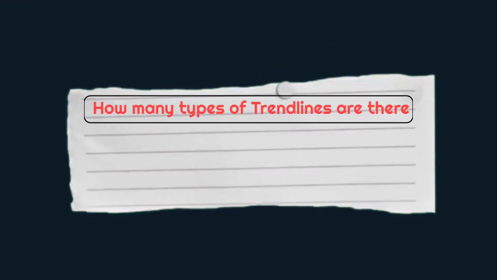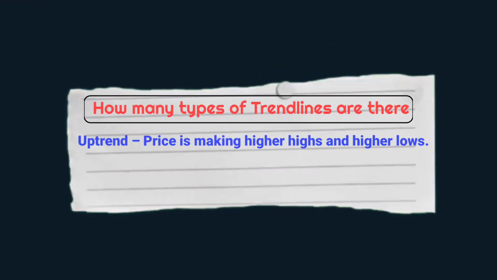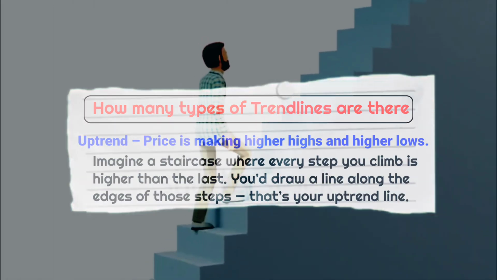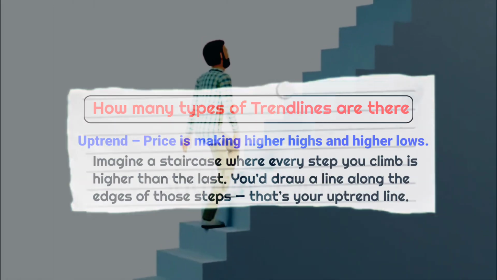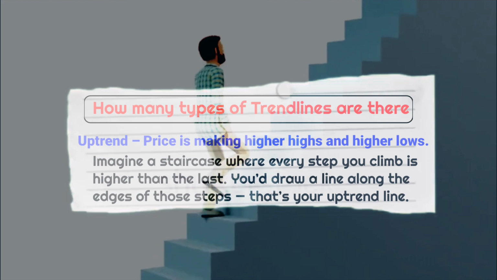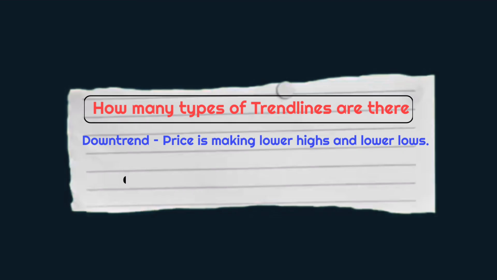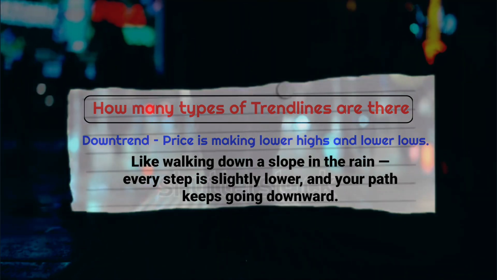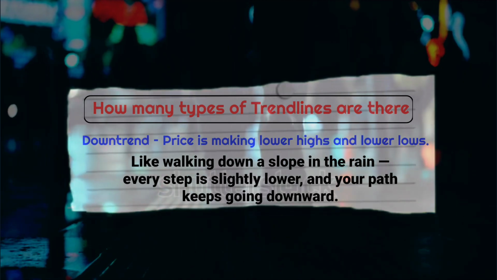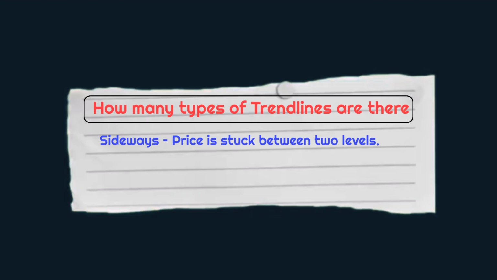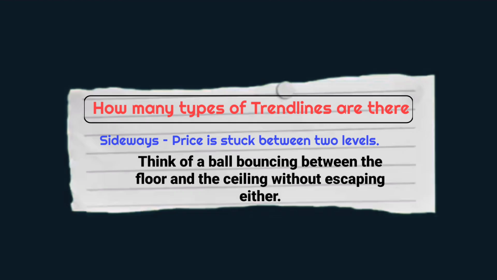How many types of trend lines are there? The three types of trends. Uptrend, price is making higher highs and higher lows. Story: imagine a staircase where every step you climb is higher than the last. You draw a line along the edges of those steps. That's your uptrend line. Downtrend, price is making lower highs and lower lows. Story: like walking down a slope in the rain, every step is slightly lower and your path keeps going downward. Sideways, price is stuck between two levels. Story: think of a ball bouncing between the floor and the ceiling without escaping either.